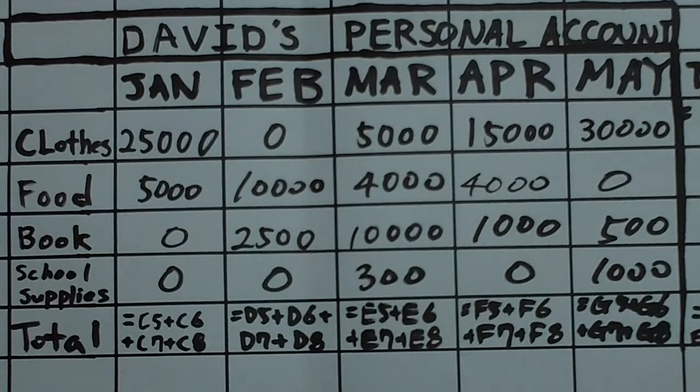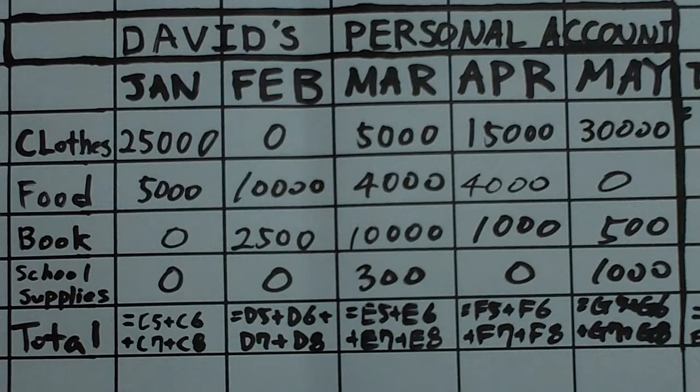We have finished learning basic things about spreadsheet. So now let's learn how to apply these skills to our personal finances. Here is an example of David's personal finances for 5 months. These are the things that David has used for 5 months. Using the things that we learned before, we can calculate how much money David has spent for each month.